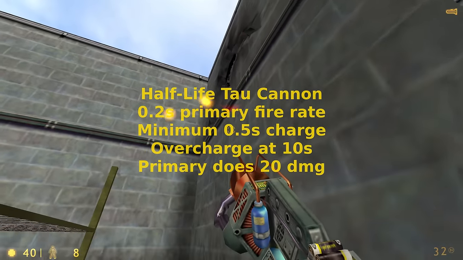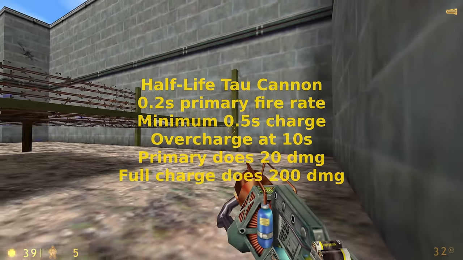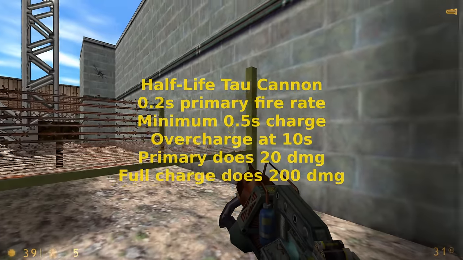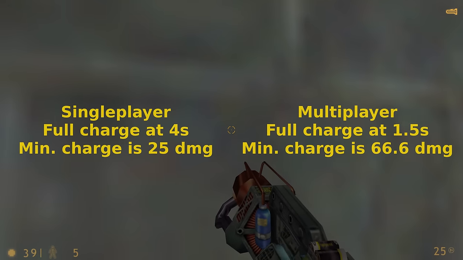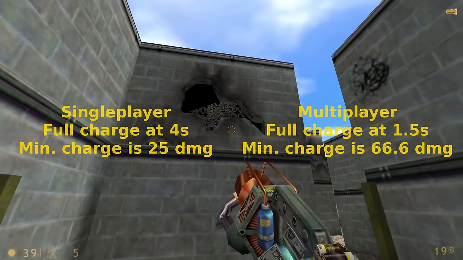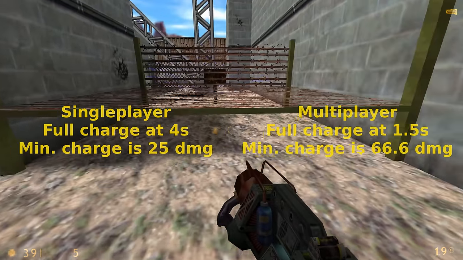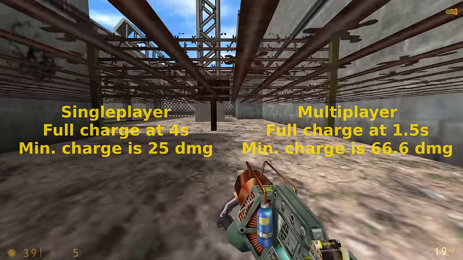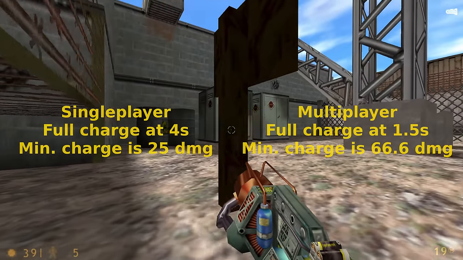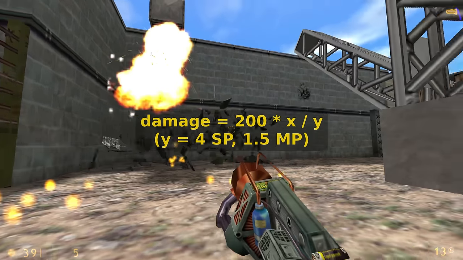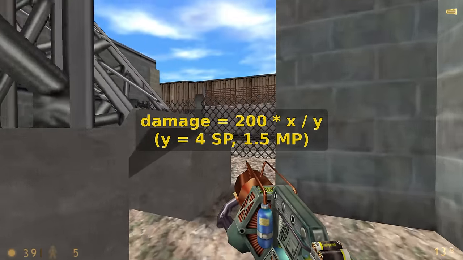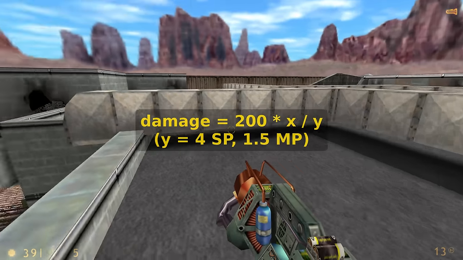The primary fire always does 20 points of damage. The secondary fire will do 200 damage if fully charged. At the minimum charge of half a second, it will do 25 damage in single player and 66.6 repeating in multiplayer. Since it takes less time to get to a full charge in multiplayer, the damage done by a charged shot can be calculated with this formula.